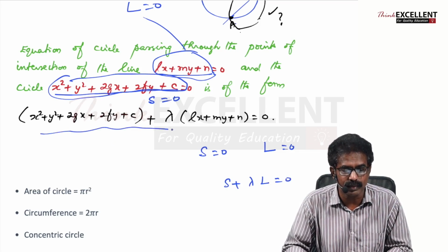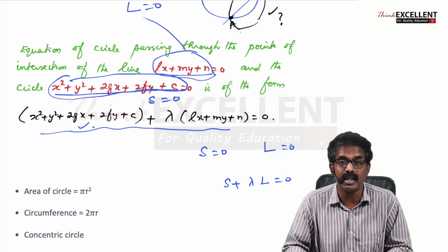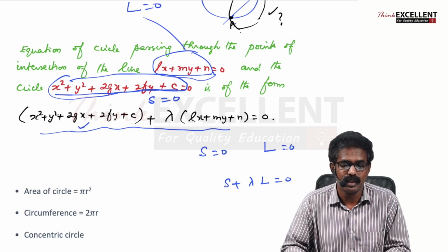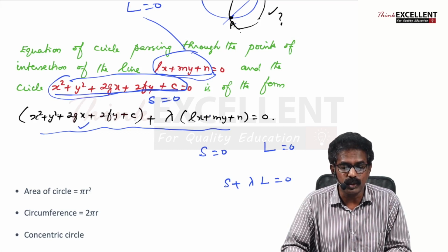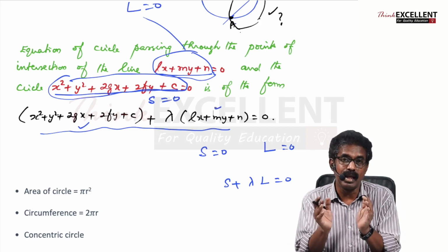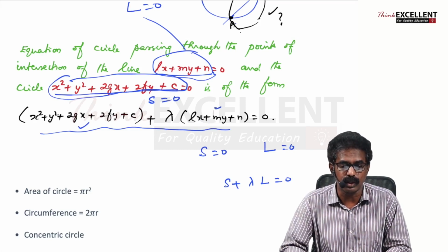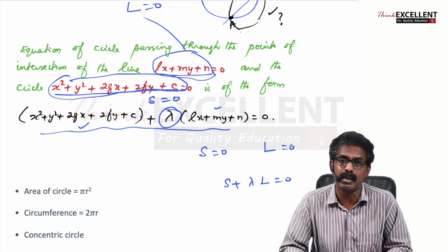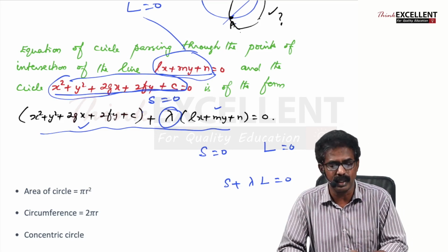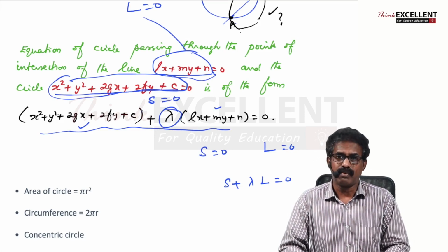That's what you have written here. S, the left side of the circle, plus lambda into L, the left side of the line, equal to 0. Then there is an unknown. What's unknown? Lambda. To find lambda, they give some condition. Okay, so that's all for the formula.